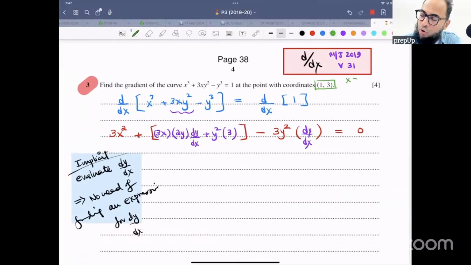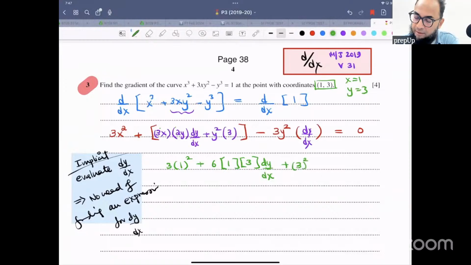That means x is 1, y is 3. So x is 1, that's 3 into 1 squared, and this is 3 into 2 is 6, and x is 1 and y is 3, and then dy by dx, and y squared. This thing, y squared, is 3 squared into 3. And this is minus 3y squared, 3 into 3 squared, dy by dx equals to 0.